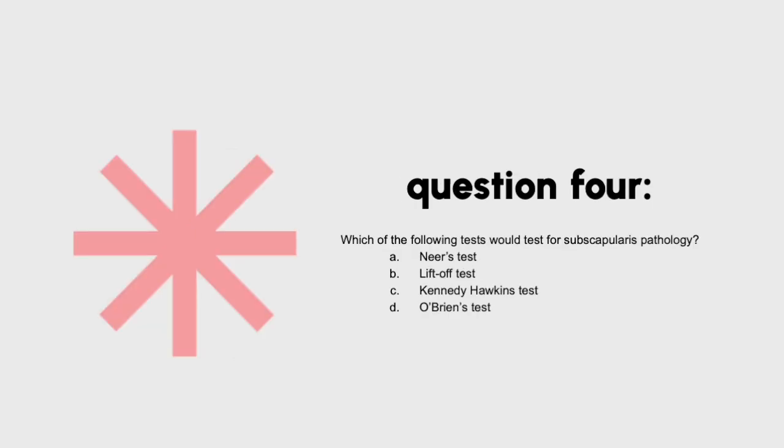Question 4, correct answer here is B, the lift-off test. That is the only test described here that truly tests for subscapularis pathology. Both Neer's and the Hawkins-Kennedy tests are for subacromial impingement with the supraspinatus. O'Brien's test is going to examine for possible SLAP lesion or acromioclavicular lesion.